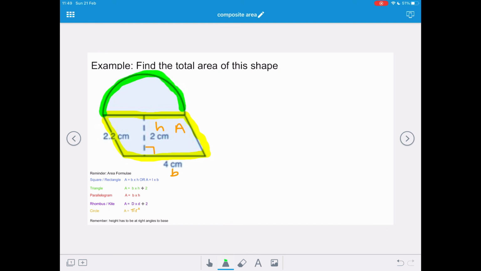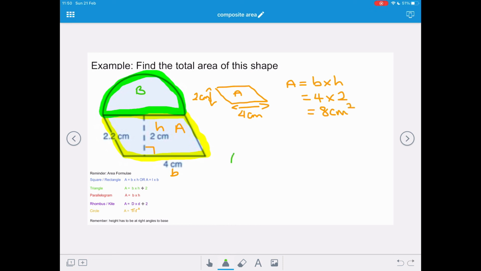So that's half of a circle, and our circle formula is A equals pi r squared. So when we're working out the area of B, we're going to have to make sure that we work out what the radius is. So let's look at the parallelogram first. To work out the area of the parallelogram, we know that the perpendicular height is 2 centimeters and the base is 4 centimeters. So we're going to write our formula, A equals B times H, and that equals 4 multiplied by 2, giving us an area for the parallelogram of 8 squared centimeters.